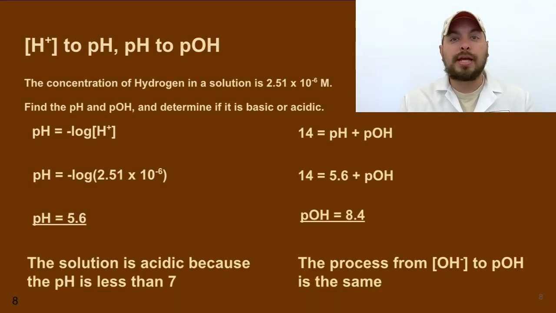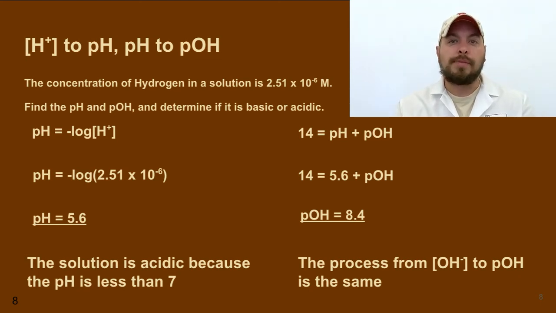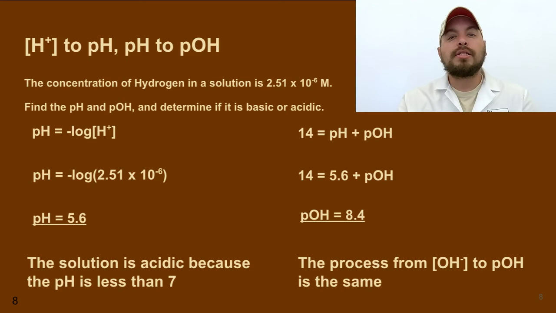So I'm not even going to worry about that. I'm just going to take that pH and subtract it from 14. So 14 minus my pH equals my pOH. Therefore, my pOH of this solution is 8.4. Because the pH of this 25-degree solution is less than 7, we know that this is an acidic solution.